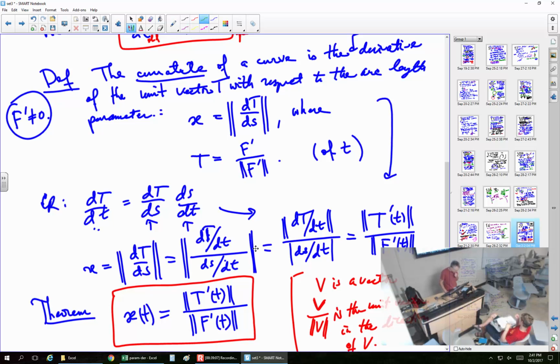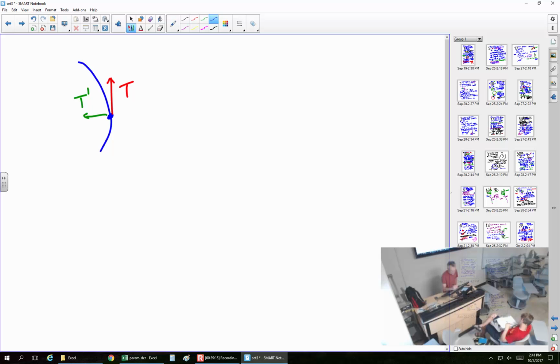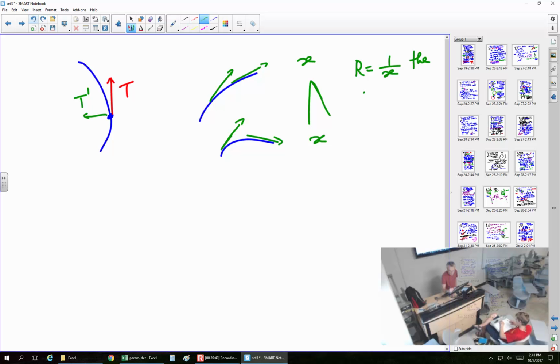A couple more words to refresh your memory. This is a turn, which is what we just talked about, and this is the curvature. When you turn faster, the curvature is larger. 1/kappa is called the radius of curvature.